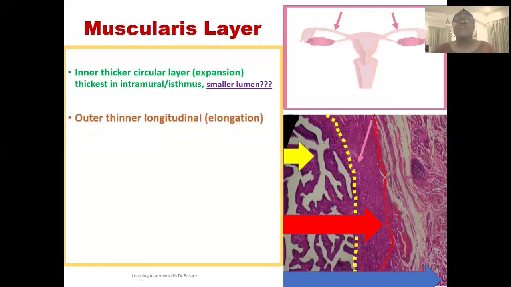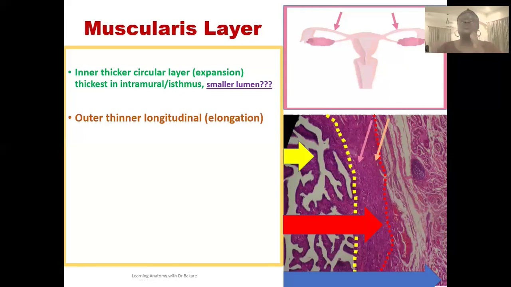The second layer that we have within the muscularis layer is the outer thinner longitudinal layer. And this is what is seen to be arrowed here in this image. It is located in the outer part of the inner thicker circular layer. It is thinner in terms of its configuration, and it is seen to run a longitudinal course. Remember, the inner thicker circular layer is seen to run a circular orientation, and this is why it is helping to expand and also relax the lumen of the uterine tube. While the outer thinner longitudinal layer is seen to run through a longitudinal course. And in this regard, it is helping to control the elongation of the uterine tube.